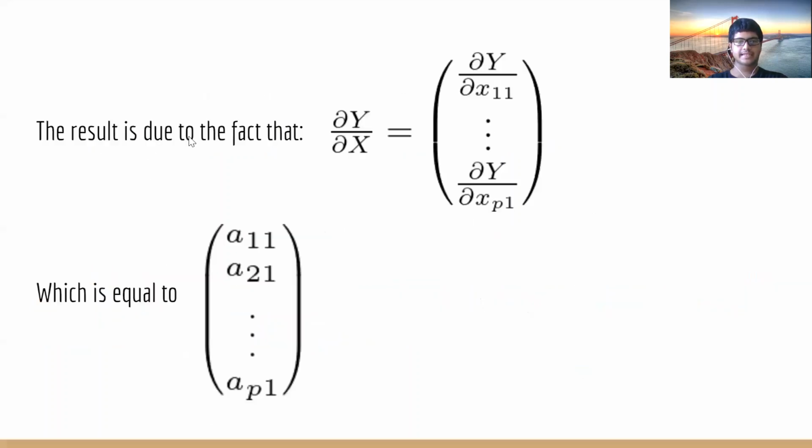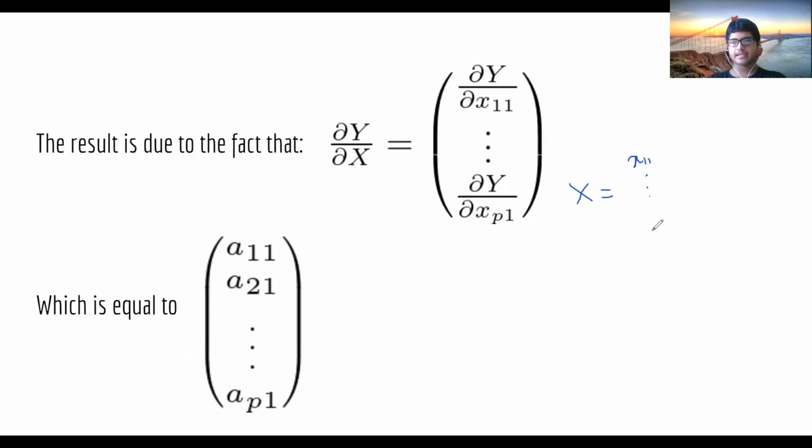So this is what the result is: the vector dou y by dou x is equal to dou y by dou x11. Remember, the vector x was represented as x11 till xp1. So if we want to find the derivative of the scalar y with respect to this vector, what we do is dou y by dou x1 dot dot dot till dou y by dou xp1, and clearly you can see that this is a p comma 1 vector. Fine, a p-dimensional vector belonging to Rp.